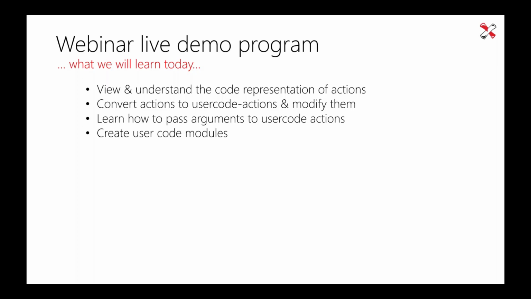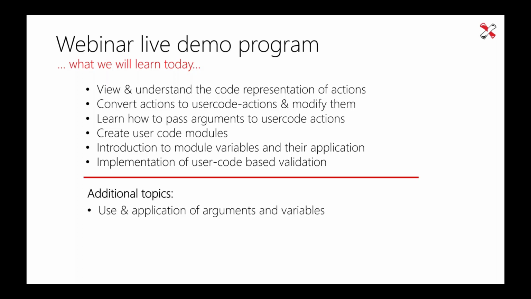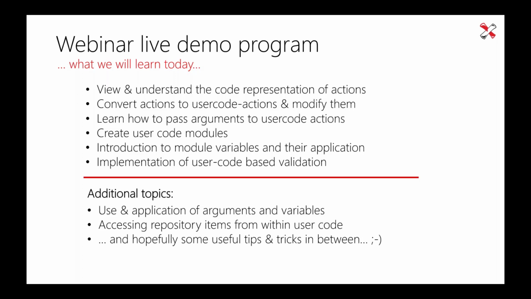Of course, we will create our own user code modules, and I will introduce to you the concept of module variables and their application, and show you how to pass values into code modules and receive them out. And of course, we will do some implementation of user code-based validation. Some topics along the way will be the use and application of arguments and variables when it comes to user code. And I would like to show you how to access the repository items from within user code, which is a very helpful feature. Hopefully, some useful tips and tricks in between.